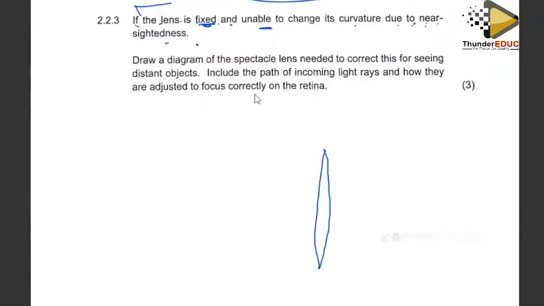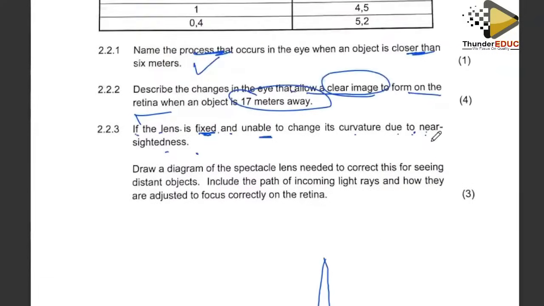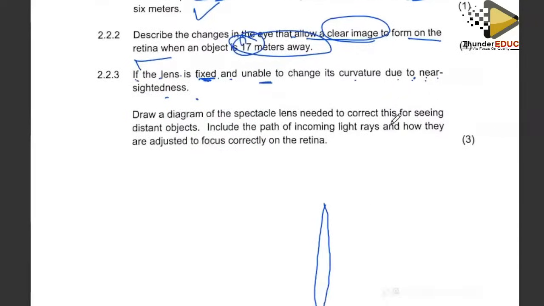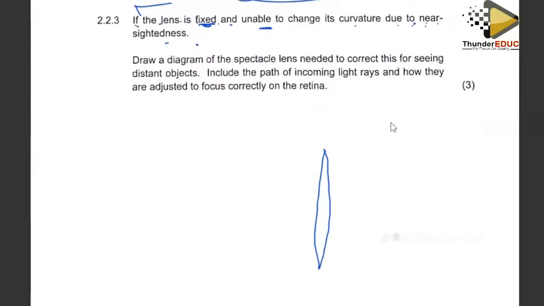Yes, it looks a bit thin now. And then it's unable to change its curvature due to nearsightedness, meaning that you want to see objects which are near, but you won't be able to see them. You only see the objects which are far, which is long sightedness. So it means that if you are near, and then this is the retina, which is here, and the far object comes, and then the object is formed here.